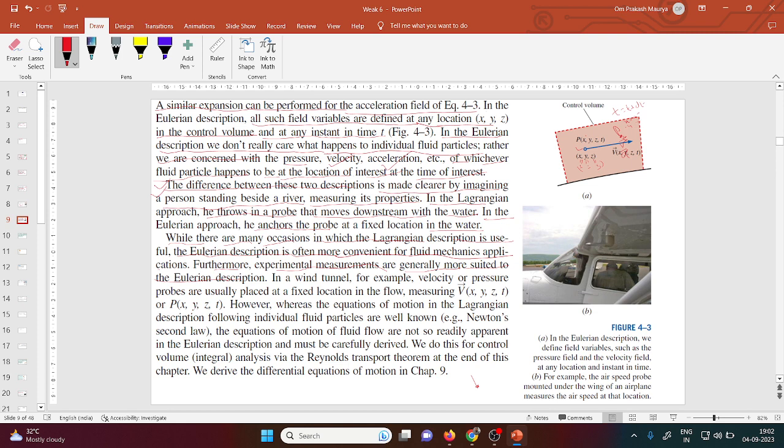One example is the wind tunnel. In a wind tunnel, for example, velocity or pressure probes are usually placed at a fixed location in the flow, measuring velocity and pressure. However, the equations of motion in the Lagrangian description, following individual fluid particles, are well known, that is Newton's second law.